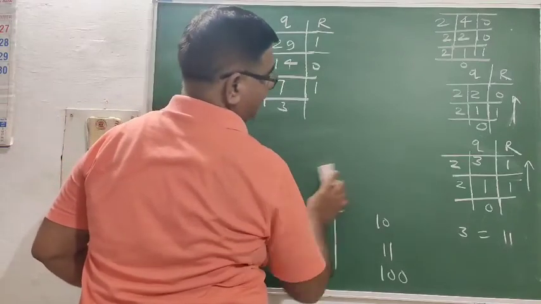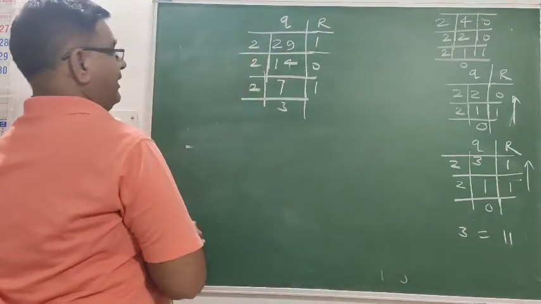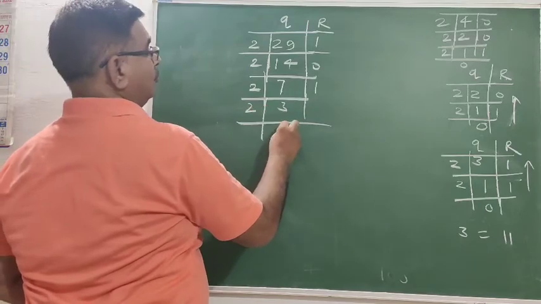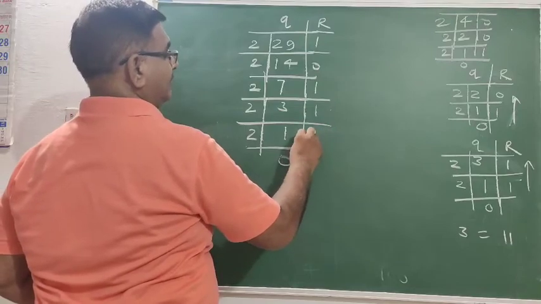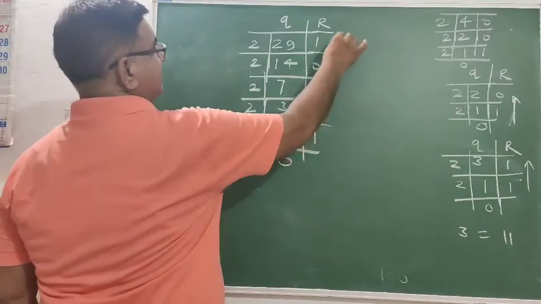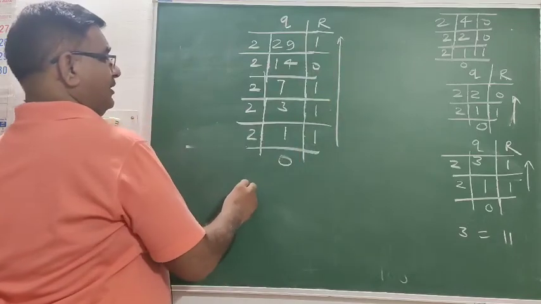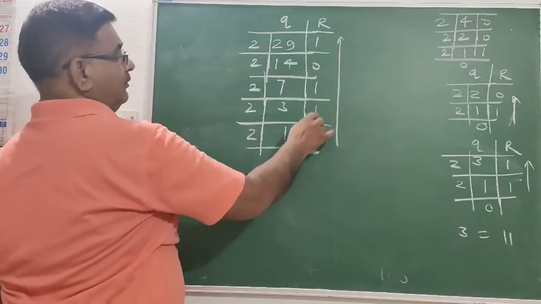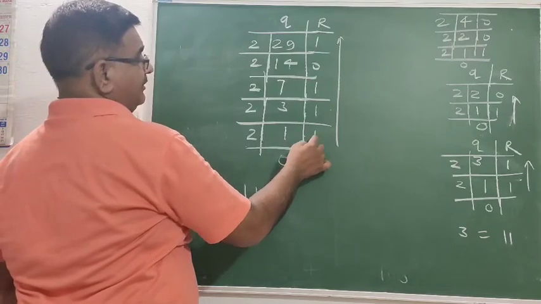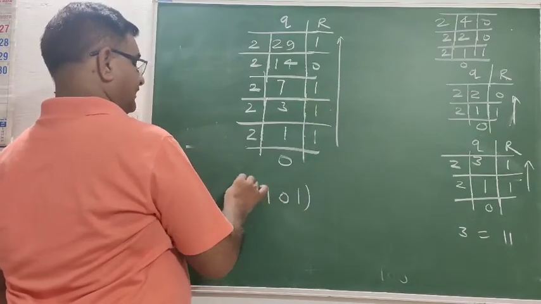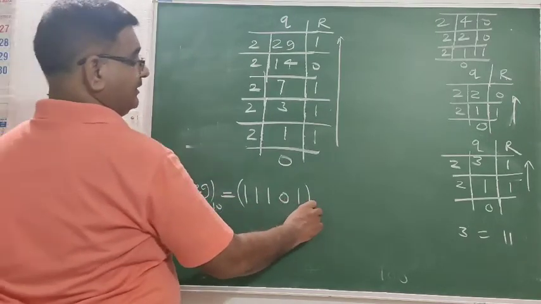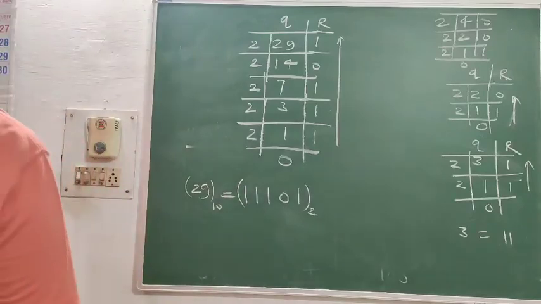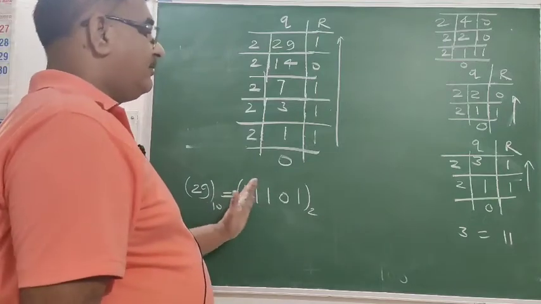Similarly, you divide again: remainder 1, then remainder 1. Then what is the number? Remember, you have to write from the bottom: 11101. This is the binary number for 29. Its base is 10 for the decimal and 2 for the binary. This is the method by which you convert a decimal number into a binary number.